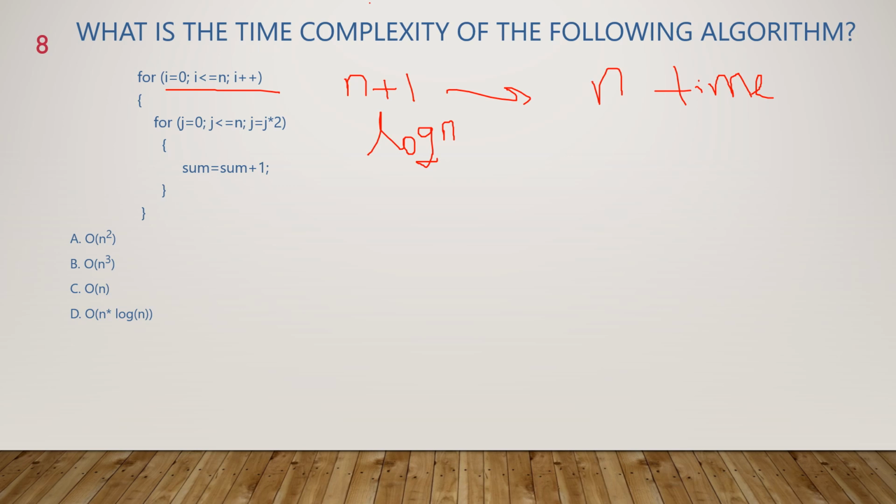Since these two for loops are independent, we multiply both. Here, this is n times log base 2 of n. This is big O of n log n. Based on this result, the correct answer is D. The correct answer is D.